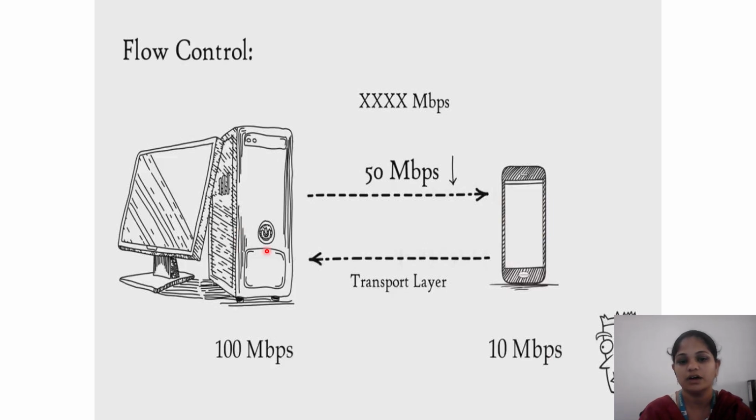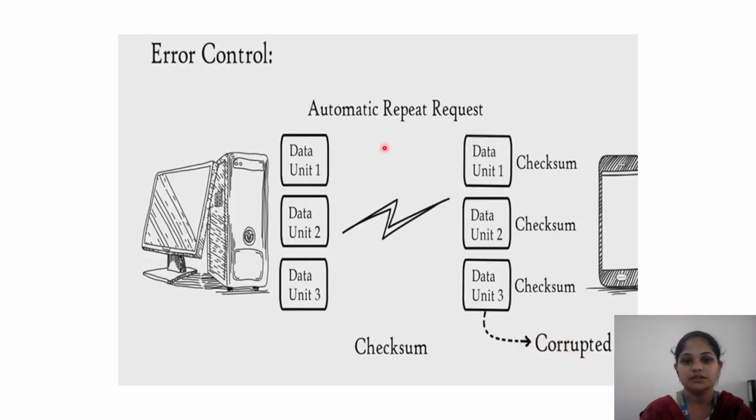Which means we are controlling the flow of the data to be processed based on the capacity of the particular component. The next one is error control. It also controls errors by using the checksum or CRC. Whenever corrupted data occurs, it will be checked and rectified based on the automatic repeat request.